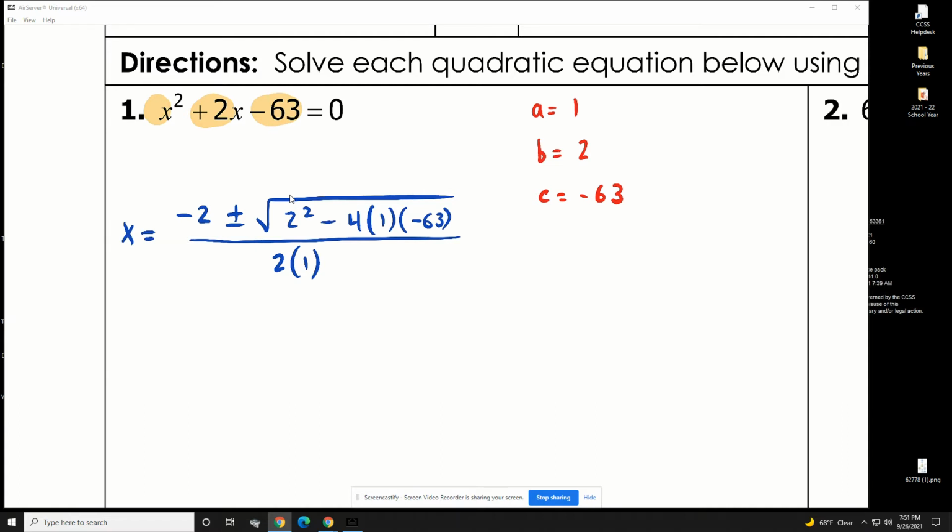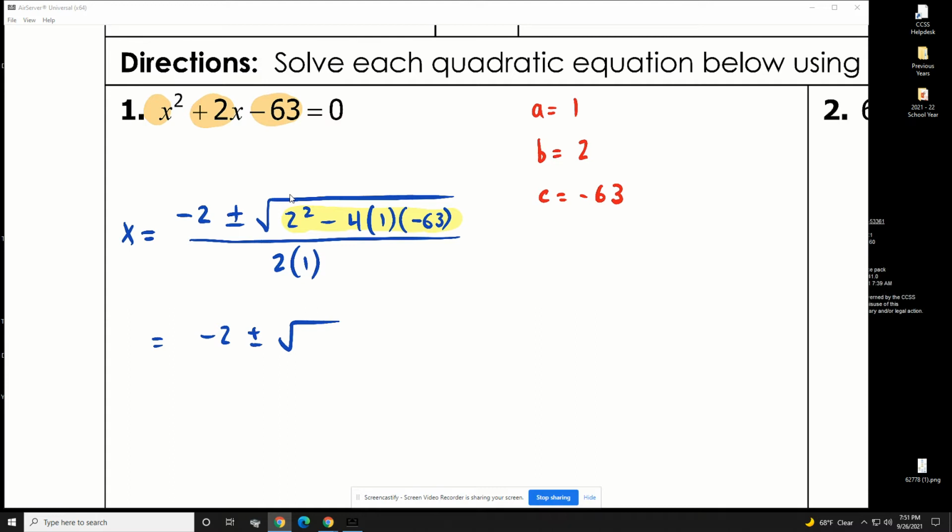Now, the first thing I want you to do is simplify only the stuff that's under the radical. So when you go to your calculator, I don't want you to put the radical in it. Leave the radical alone for the time being, and just type in what's underneath it.